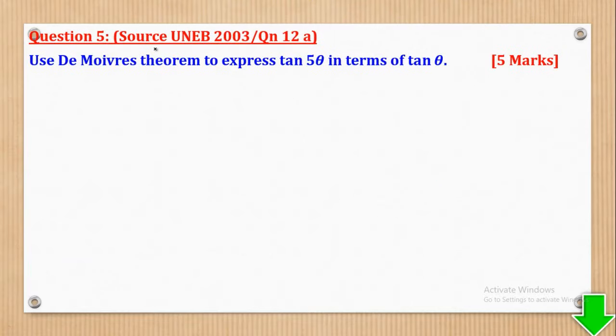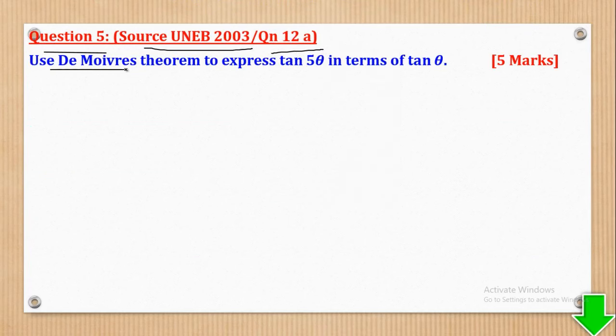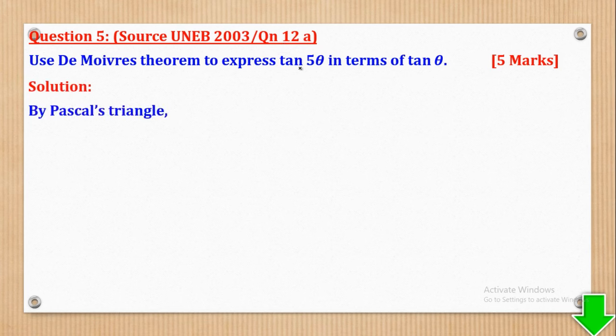So now we shall go to question 5, which came from UNEB 2003 paper 1 question 12a, and says use De Moivre's theorem to express tan 5 theta in terms of tan theta. So 5 theta means that there is going to be some expansion of power 5. So let's first do the Pascal's triangle of power 5.